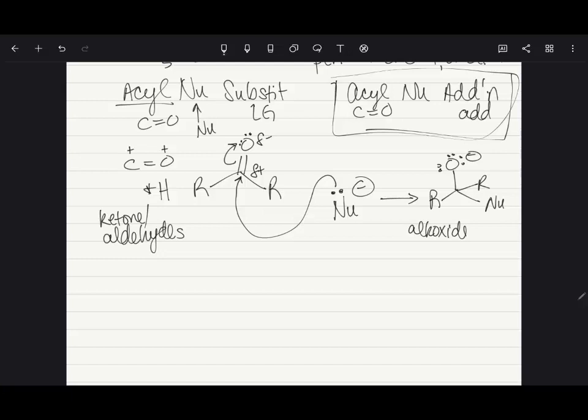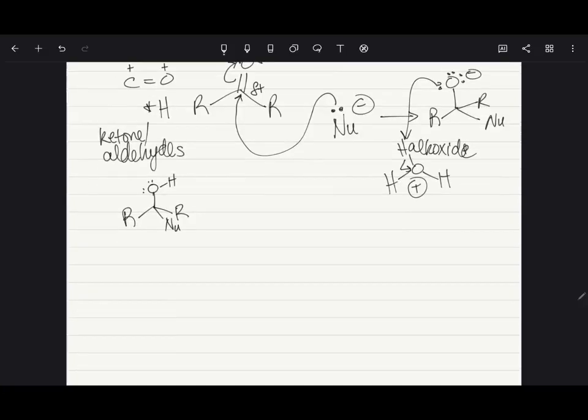Now, this is not terribly stable, so the last step that typically happens is that we protonate. Usually the best thing to do is protonate with an acid, so we use H3O+, but your textbook talks about using water or alcohols. Those work. They're just going to be very slow because that equilibrium is not going to be terribly fast. And again, you can review these mechanisms in the mechanism videos that are posted.